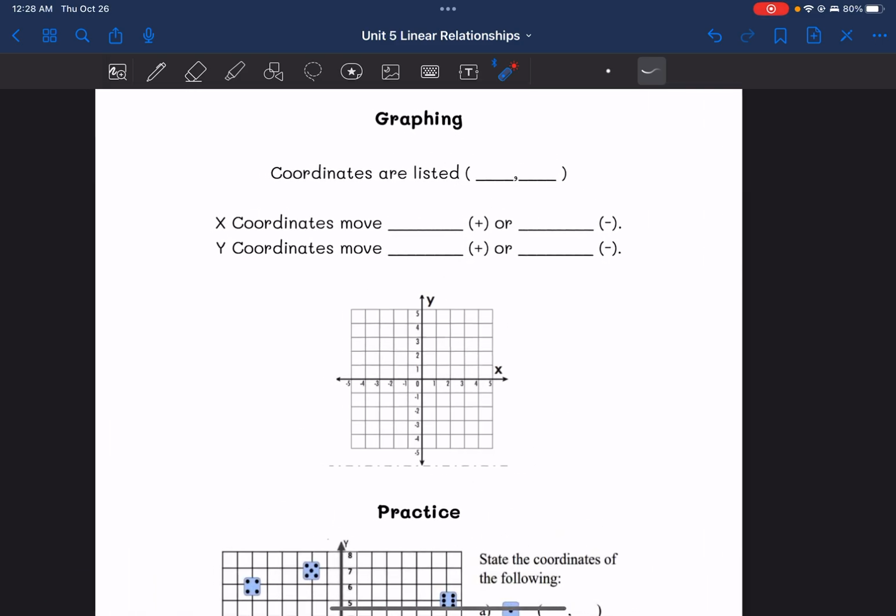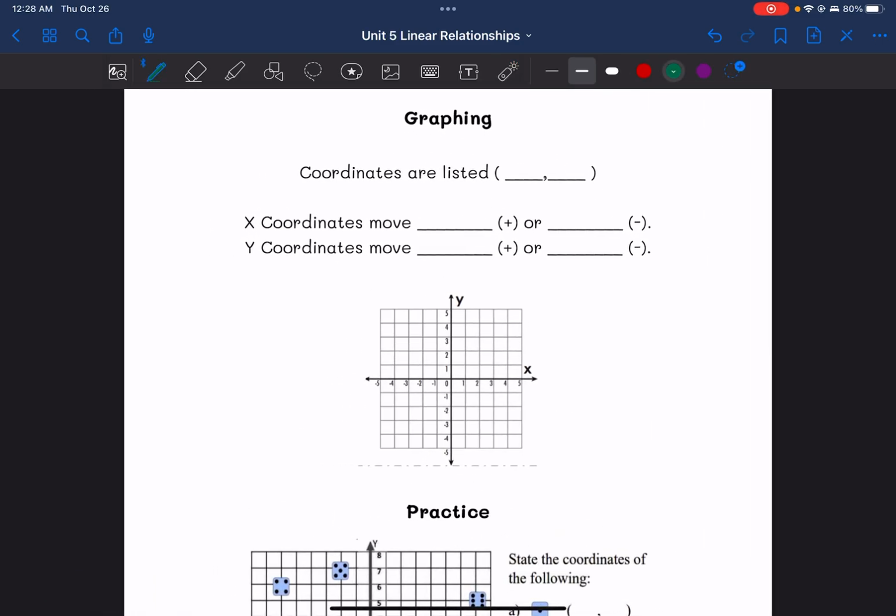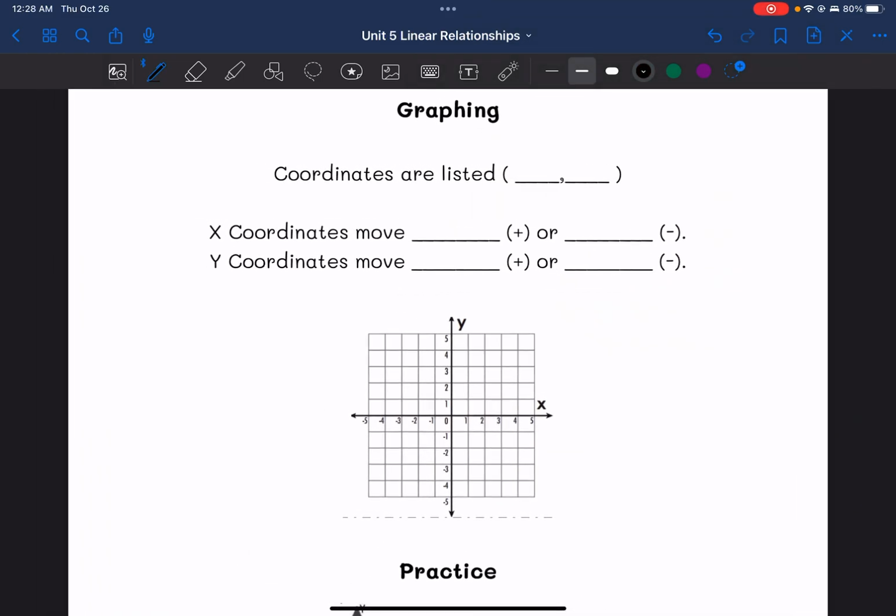All right, when we are graphing, we have to remember that the coordinates are listed as X and Y. Now remember, I've already done this before, but we're going to rewrite it. X is either going to go left or right. Left is negative, right is positive. Y is either going to go up or down. Up is positive, down is negative, okay?